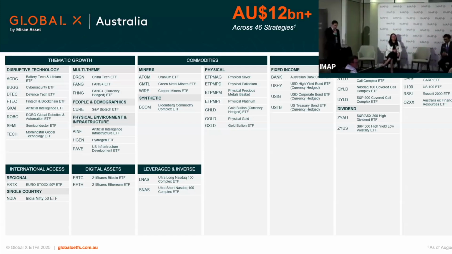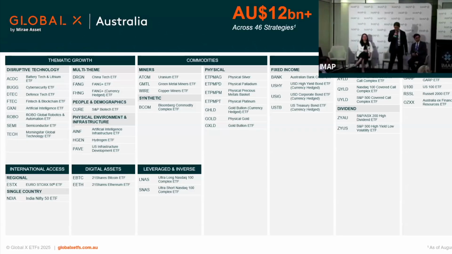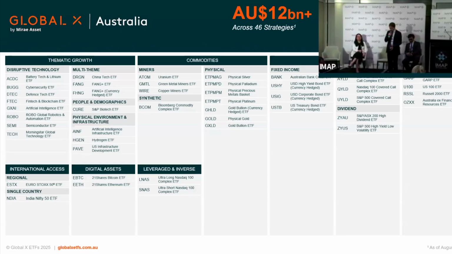So Global X historically in Australia, we've been the dominant ETF provider for gold. We have about 6.2 billion in assets under management for that non-correlation tool. It's the purpose of gold to our mind's eye.